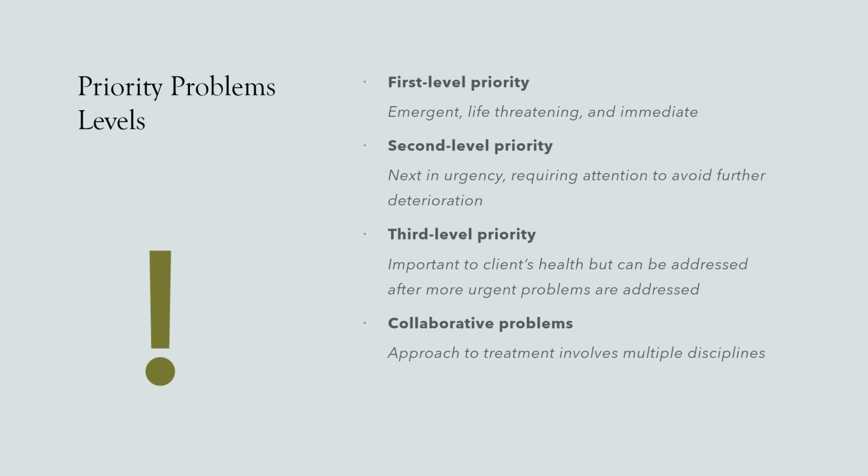Priority problem levels. First level priority is emergent, life-threatening, and immediate. Second level priority is next in urgency, requiring attention to avoid further deterioration. Third level priority is important to the client's health but can be addressed after more urgent problems are addressed. Collaborative problems are an approach to treatment and involve multiple disciplines like therapies, nutrition and dietary, those sorts of things.